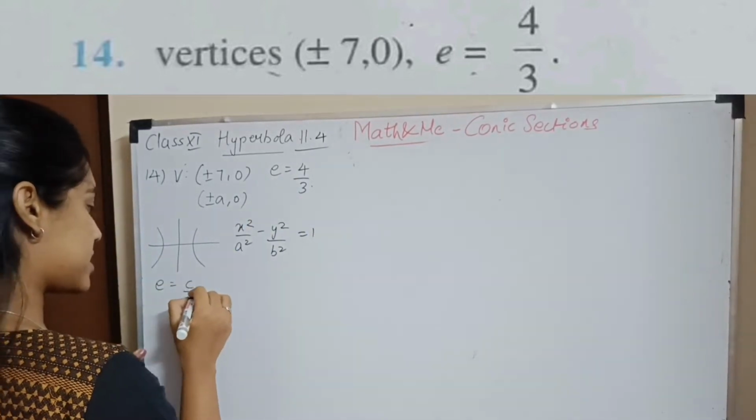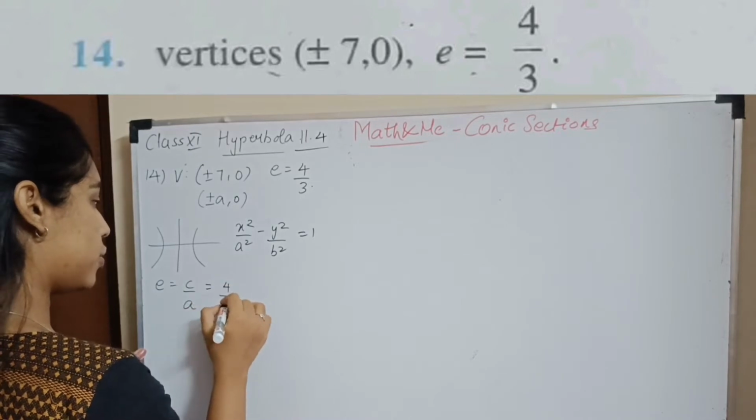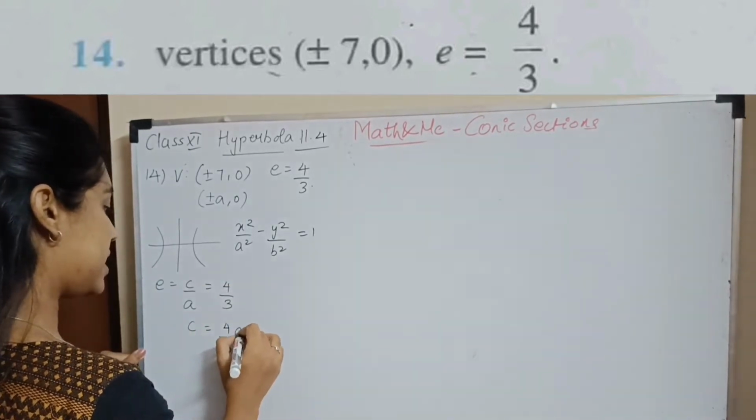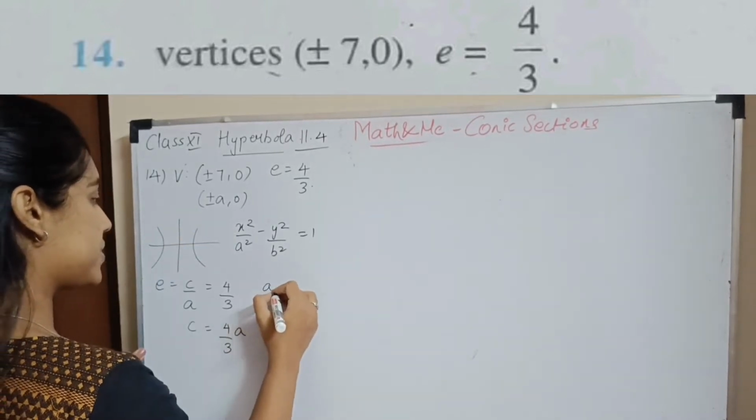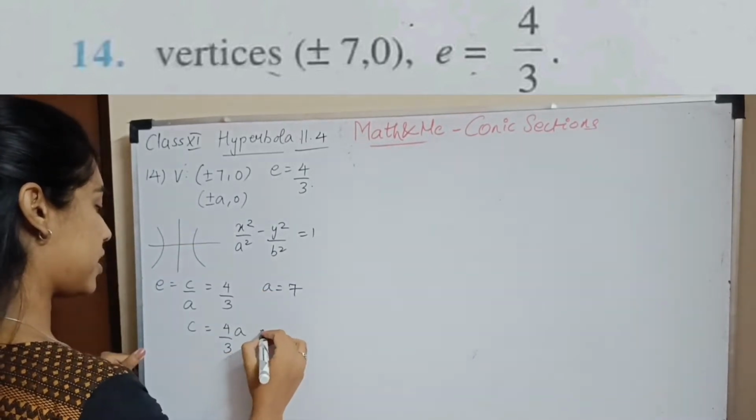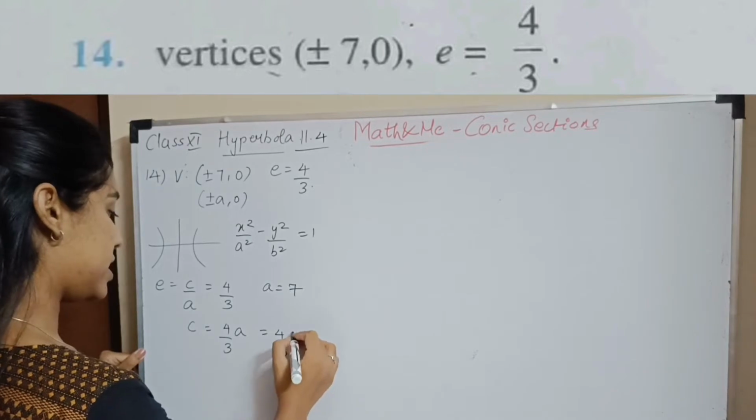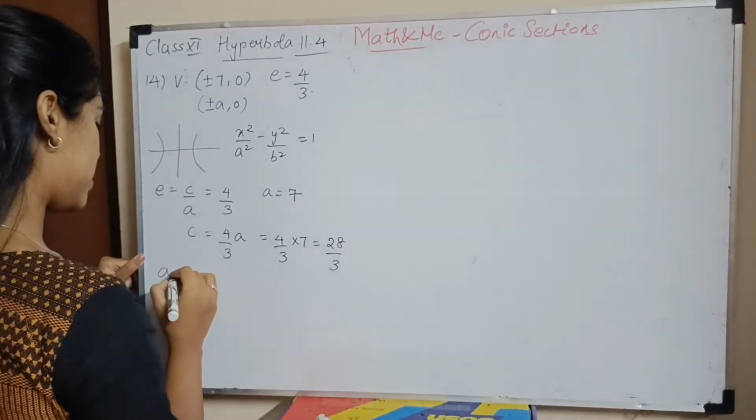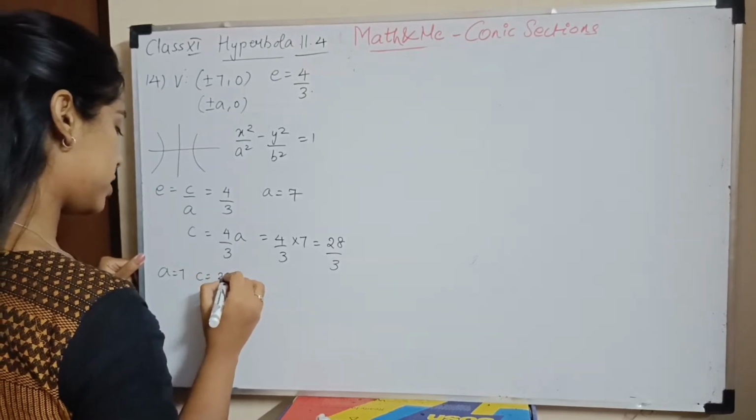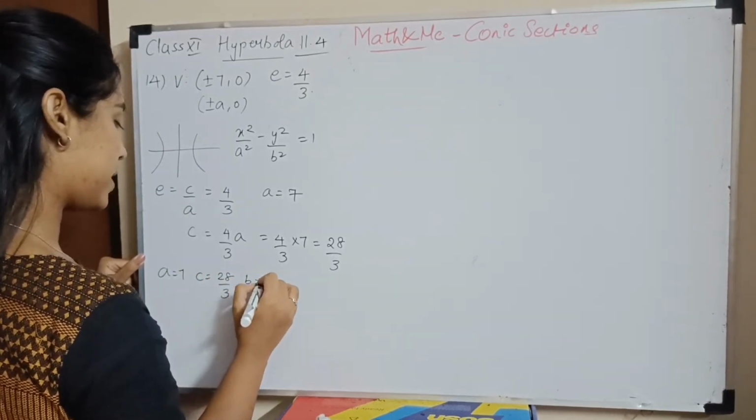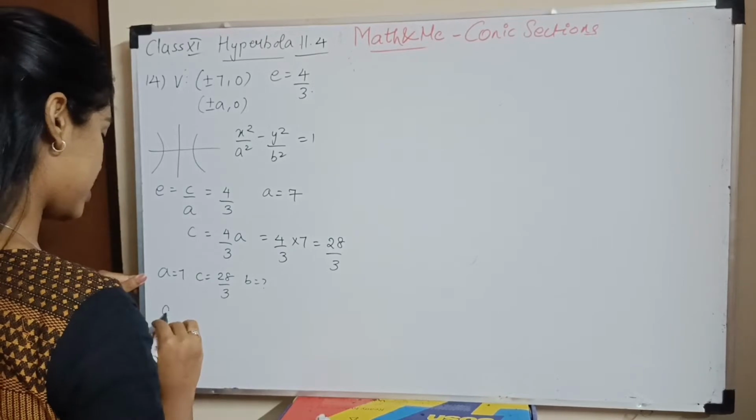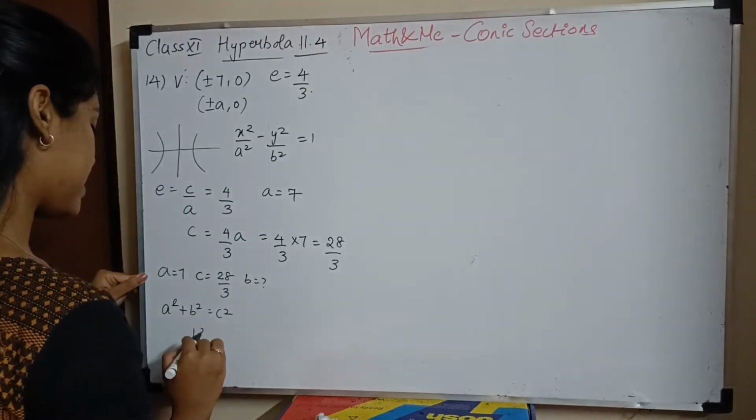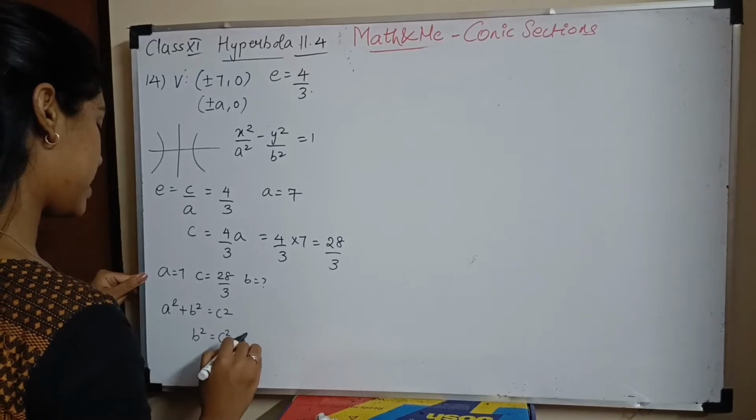Eccentricity, you know that it is c divided by a, which is 4 divided by 3. So c equals 4 divided by 3 times a. What is your a? It is given in the question to be 7. So you have 4 divided by 3 times 7, which is 28 divided by 3. So a would be 7, c would be 28 by 3. What is your b? You need to find out using the relation that you know: a square plus b square equals c square, so b square equals c square minus a square.